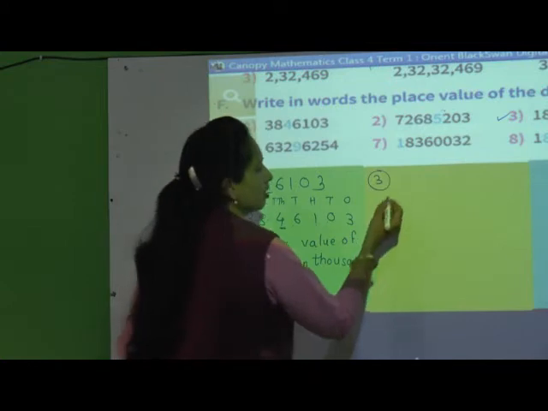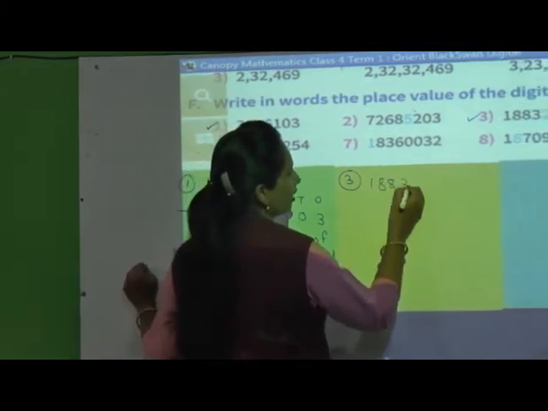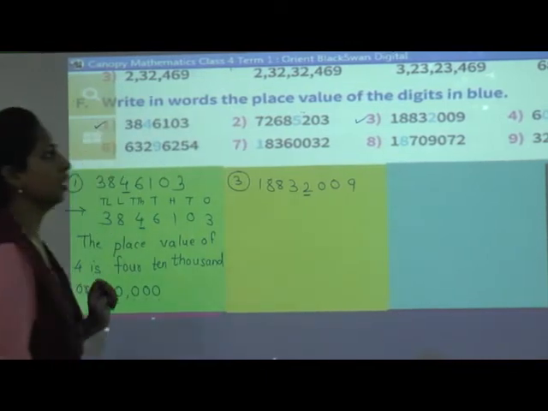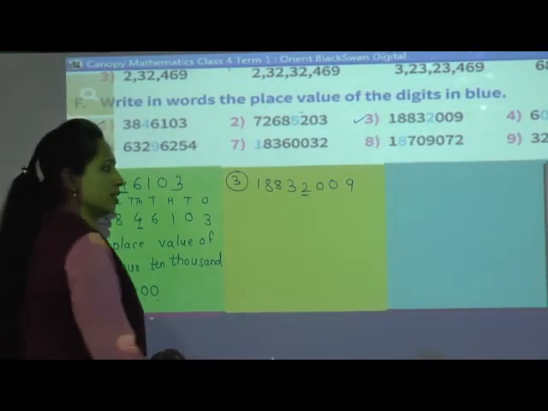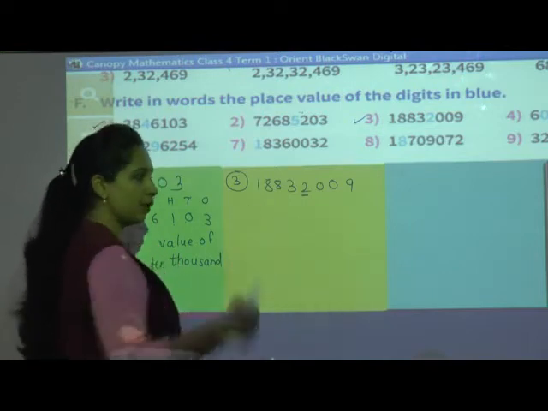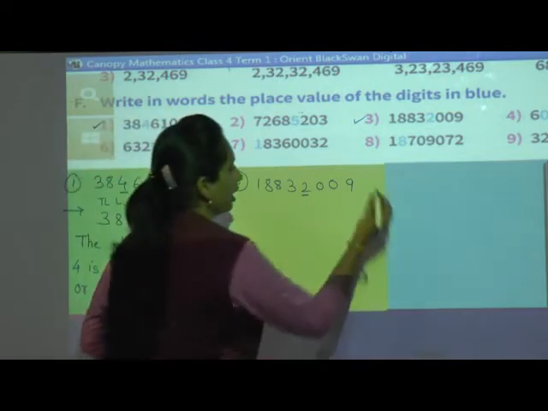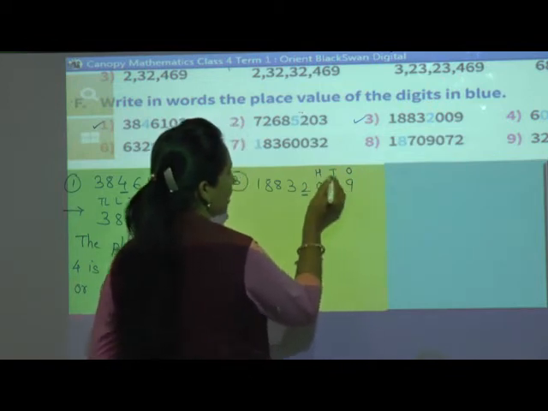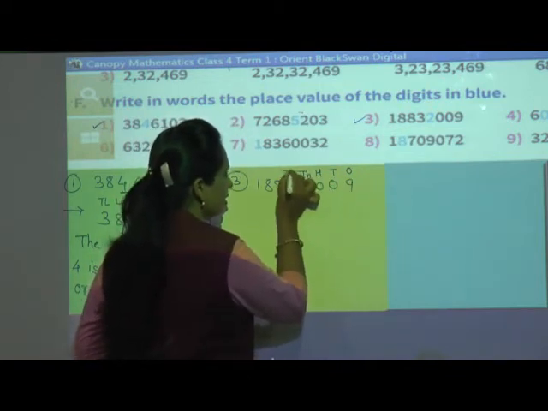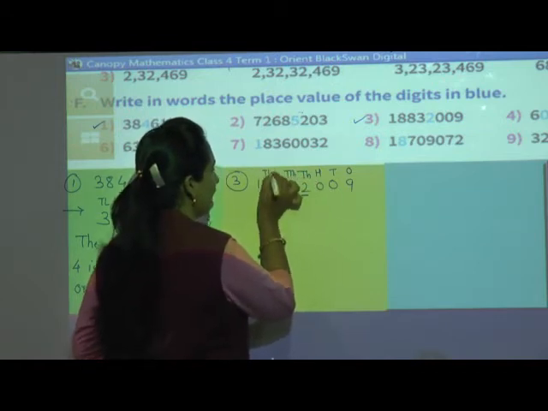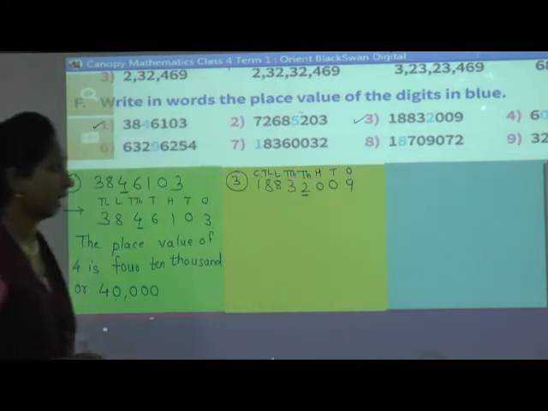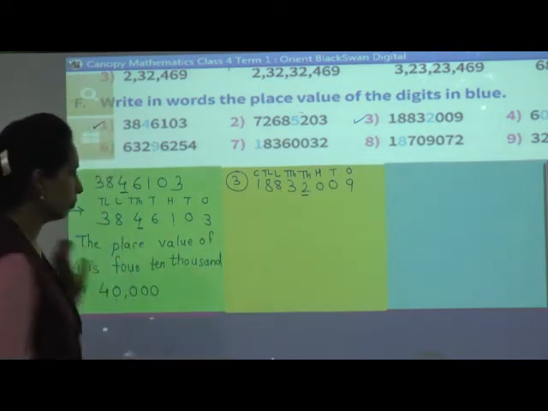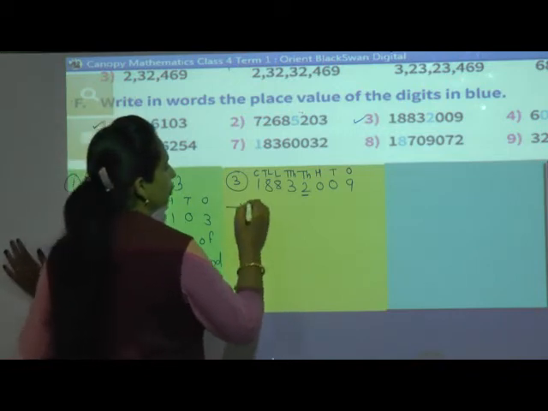Okay. What is the third question? 1883209. Underline the 2. Okay. Now what you can do, instead of again writing the place value chart and placing the numbers in it, directly you can write the place values over the numbers. Ones, tens, 100, 1000, 10,000, lakh, 10 lakh and crore. See, an 8 digit number is given, till crore place. In that we have to write the place value of 2.